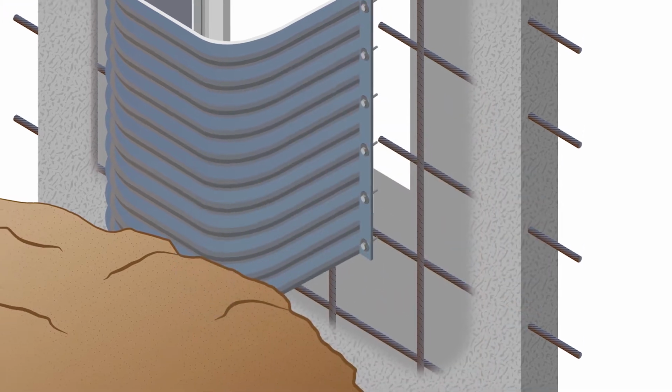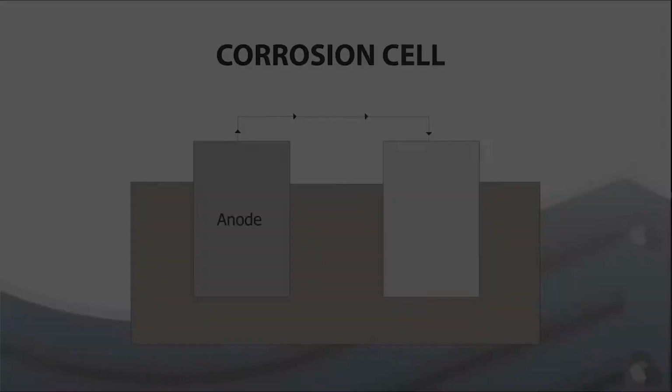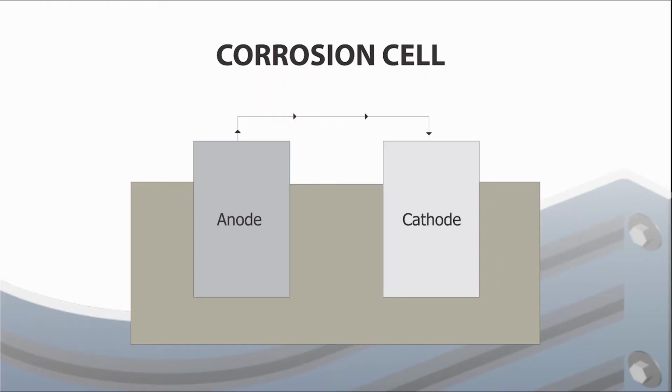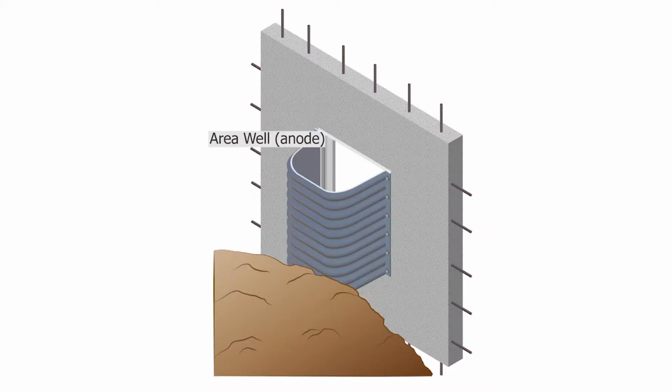Four components are necessary for a corrosion cell to occur: an anode, a cathode, an electrolyte, and a metallic path connecting the anode to the cathode. When these four components are present and with the right soil conditions, rapid corrosion can occur. In our situation, the window well is the anode, the rebar is the cathode, and the soil is the electrolyte.